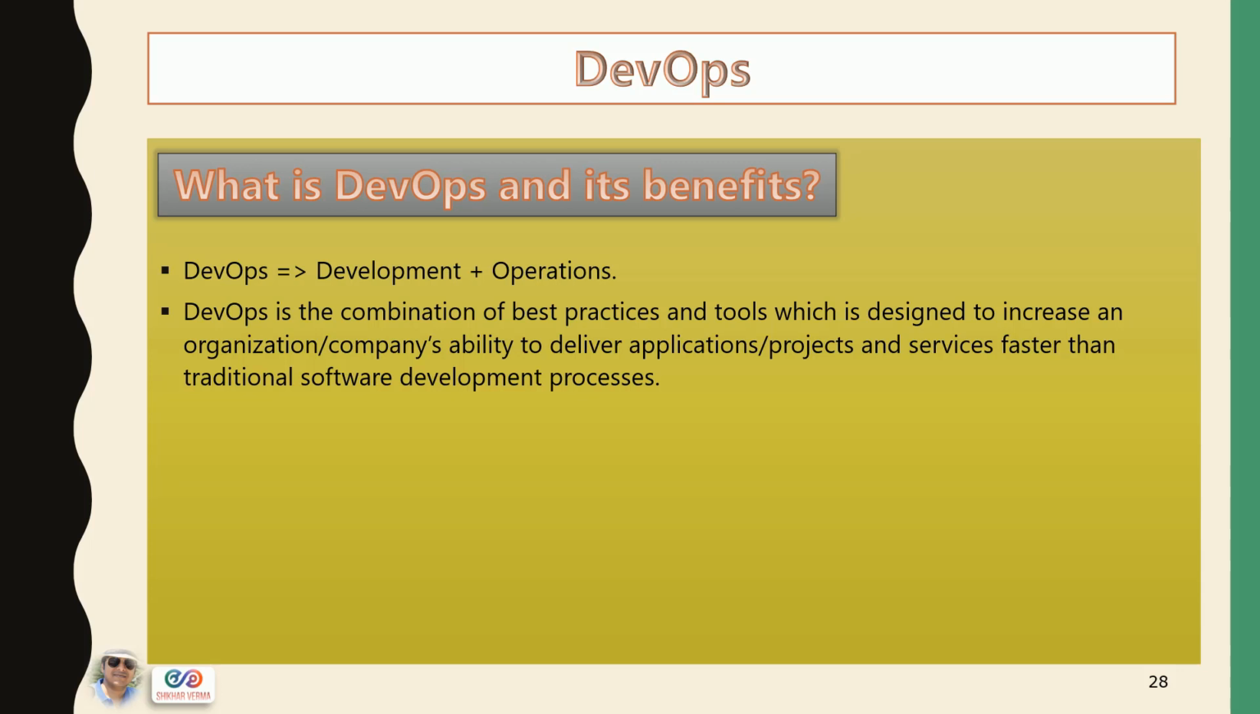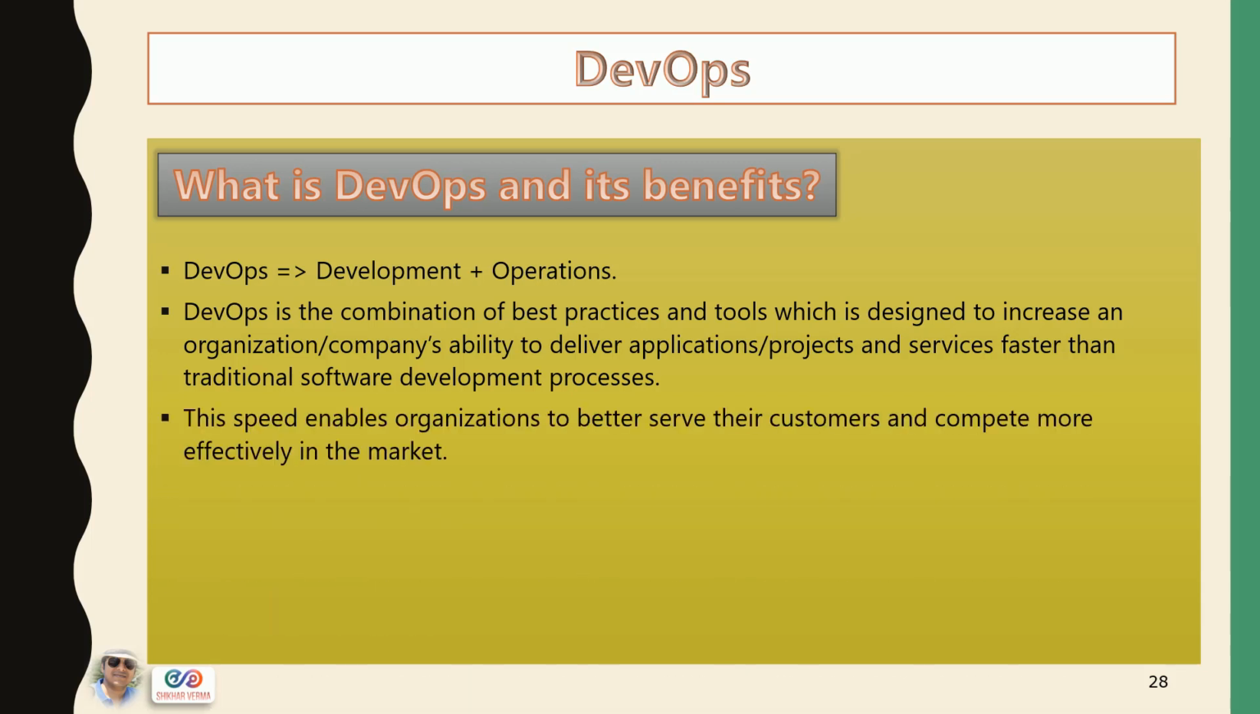DevOps is the combination of best practices and tools which is designed to increase an organization's and company's ability to deliver applications, projects, and services faster than the traditional software development process. Before DevOps, software applications were deployed with either the waterfall model or the agile development model. And these models take a lot of time to deliver the software end to end. But with DevOps, you can deliver the software in a faster approach.